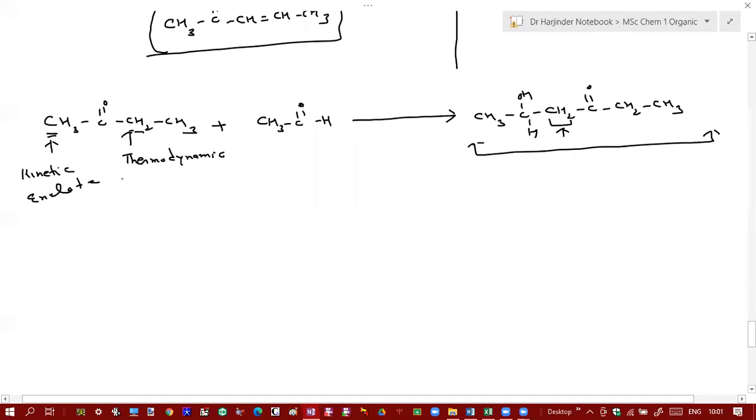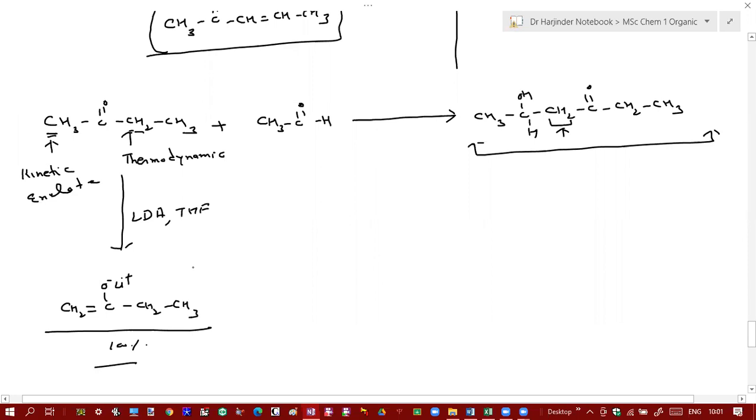So you will treat this molecule first with LDA. As you know, LDA will abstract the more easily available acidic hydrogen. So you will get this enolate, exclusively this enolate, 100%. And this will react with the carbonyl group to give rise to this product. So you can regioselectively prepare the product.